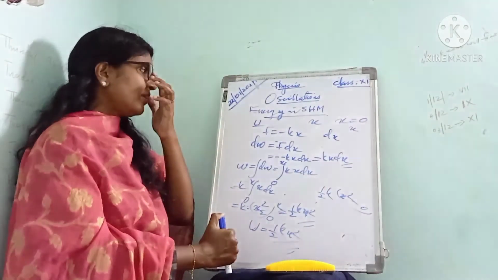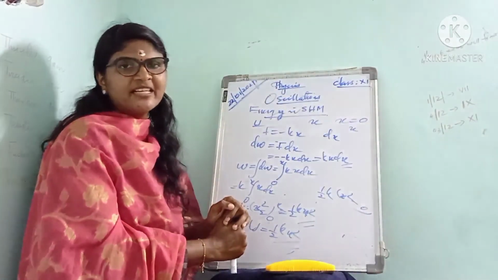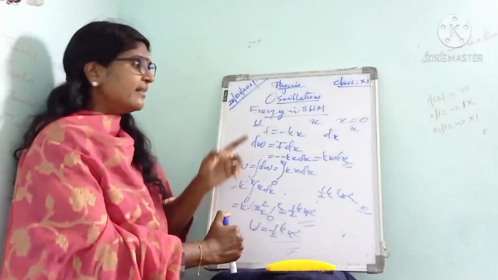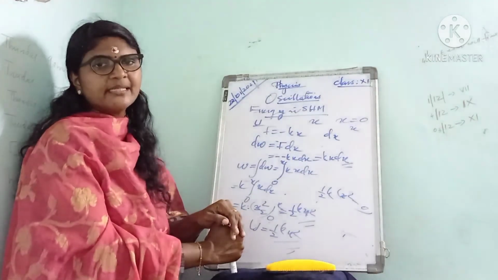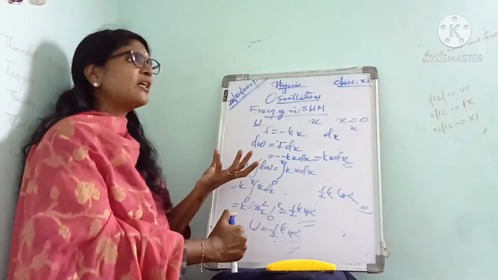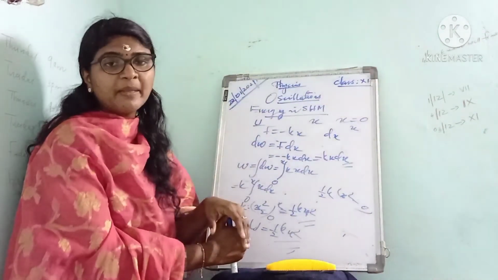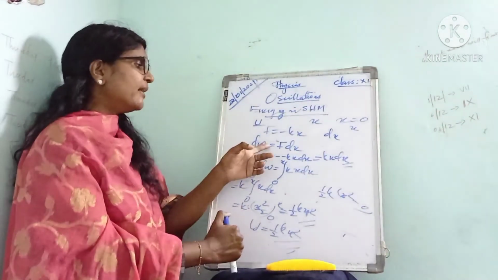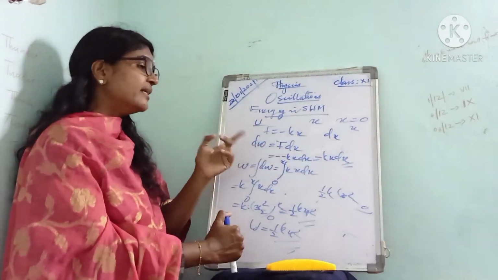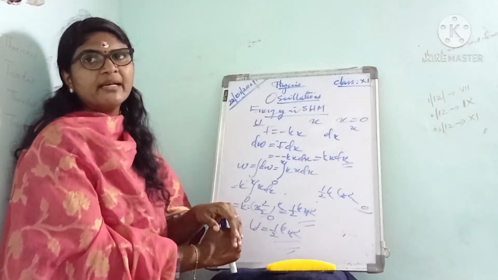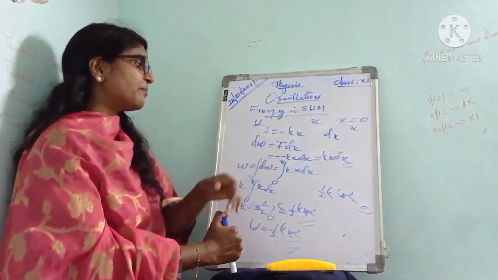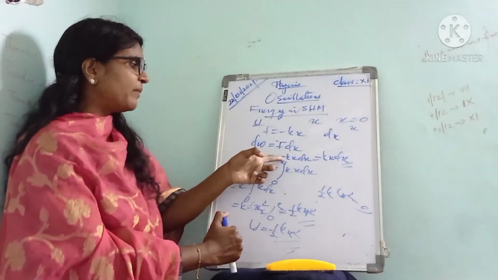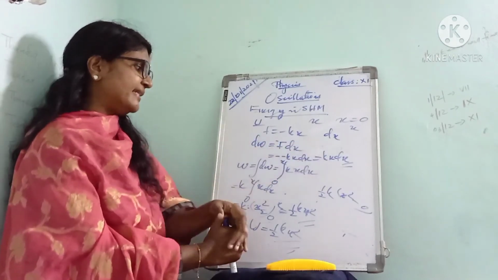Listen, to find the expression for potential energy, we assume that the displacement of the particle from the equilibrium position is x. Then the restoring force F is equal to minus kx. Next, we displace the particle through an additional displacement of dx. For that, the work done dW is equal to minus F into dx. The work done is against the restoring force, so we put a negative sign. Substituting kx for F, minus into minus is plus, so dW equals plus kx dx.